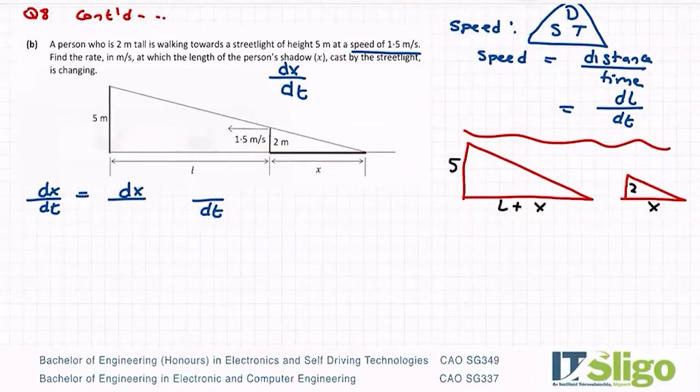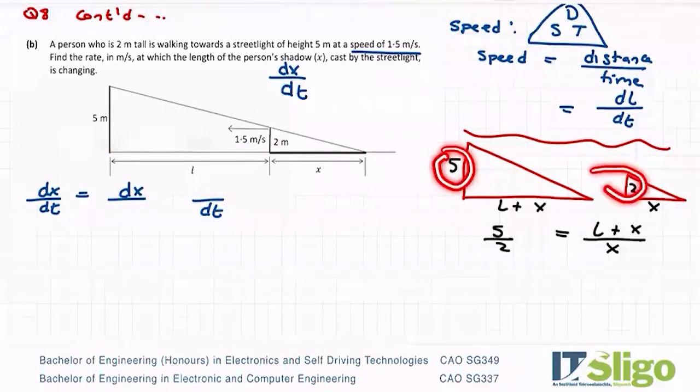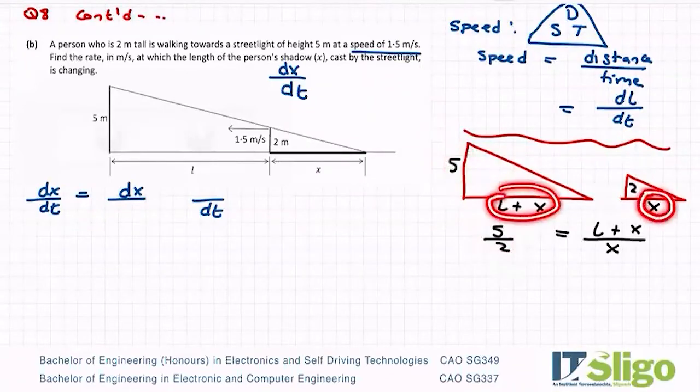The theorem on similar triangles says the sides are in proportion. So this side corresponds to this side, because our right angles are nicely aligned. So 5 over 2 is the same as (L plus x) over x. However many times bigger this side is than this one, then this side is that many times bigger than this side. That's what that theorem tells you.